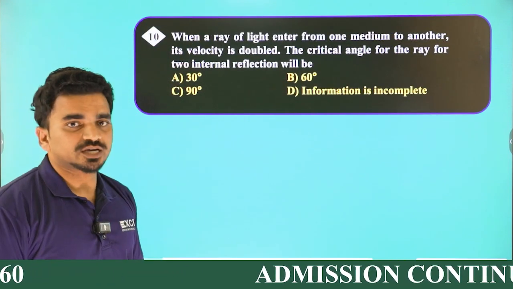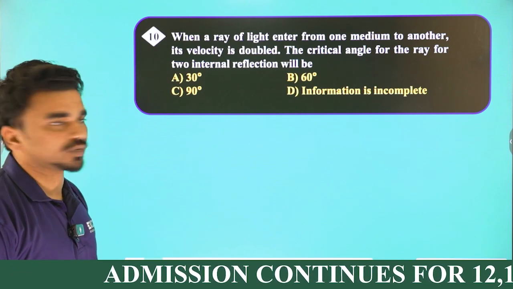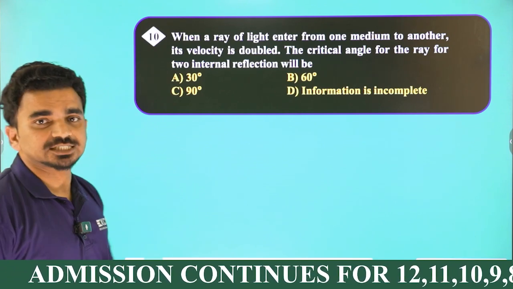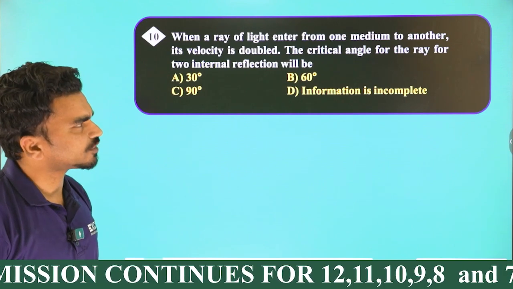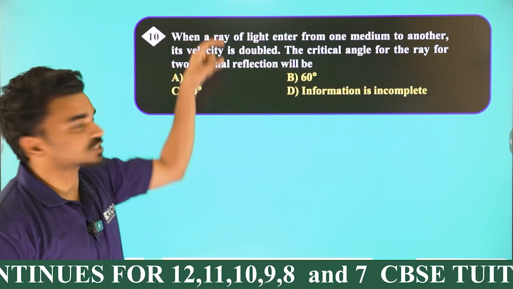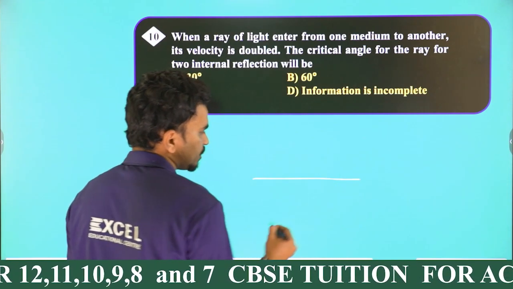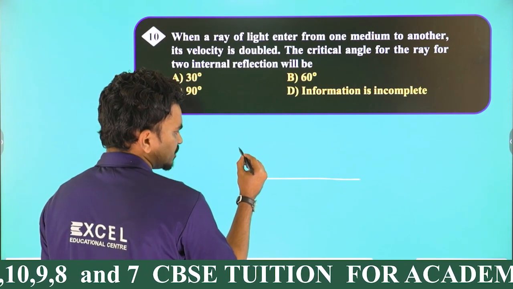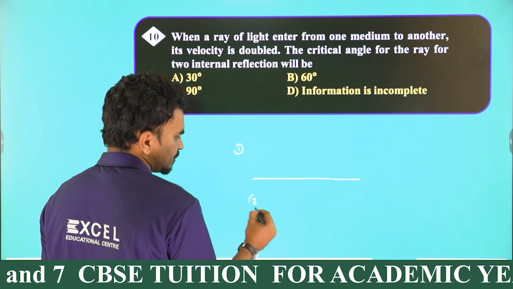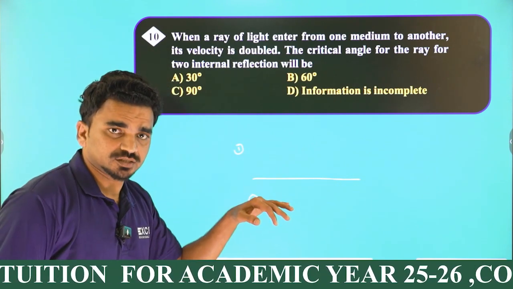Just read this question carefully. When a ray of light enters from one medium to another, its velocity is doubled. Then what is the critical angle? So based on the first two lines, can we figure out the mediums? There is a boundary, and above it is one medium, medium 1, and below it medium 2. And the speed of light is doubled, right?